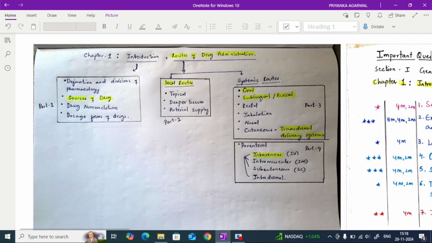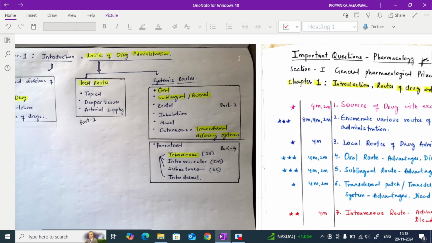Now coming to routes of drug administration, we have two parts here, local route and systemic route. So in local route we have these three routes, in systemic route we have all these routes. So routes of drug administration itself is an essay question. You can see that here.